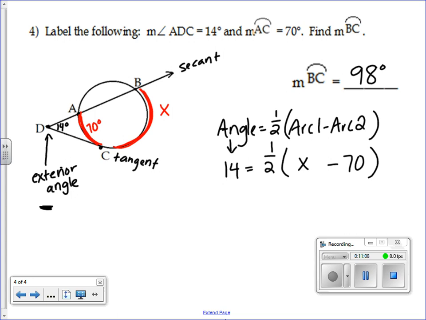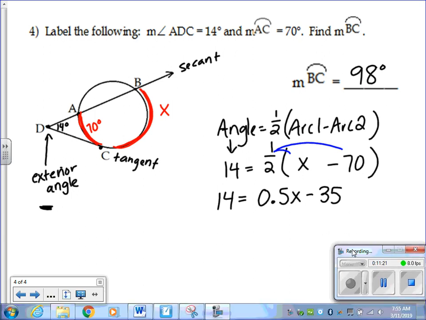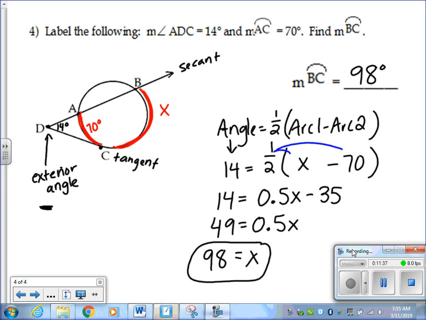Now we're just going to use algebra. We can distribute the 1/2. I like to use 0.5, so 0.5 times x is 0.5x, and then 0.5 times -70 is -35. Then we're going to add 35 over, and we will get 49 equals 0.5x. When you divide by 0.5, it's actually going to make it 2 times bigger, so x is 98. All right, that's it for the review.